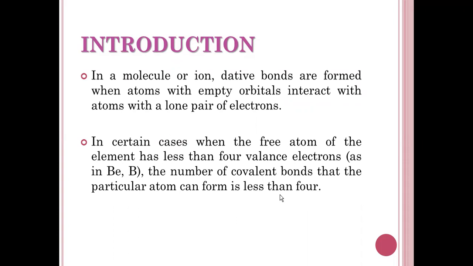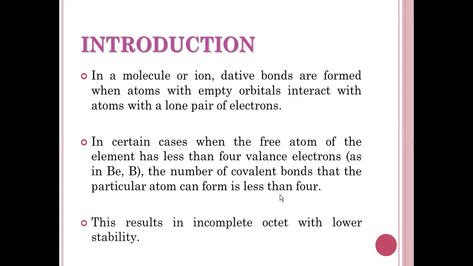If it has fewer than 4, what does that mean? One electron can be shared from one atom and another electron from the other, and from that you form the bond. If it is less than 4, you will have fewer than 4 bonds. If it is fewer than 4 bonds, you cannot achieve the octet rule. This results in an incomplete octet with lower stability.